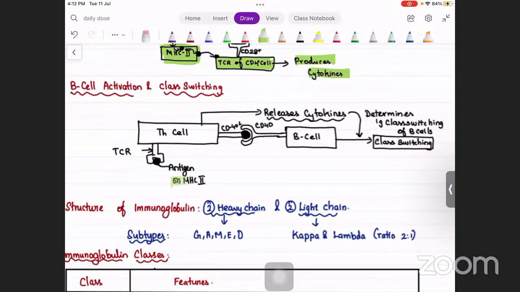So antigen on MHC complex 2 will bind with the T cell receptor on the T helper cell, and the T helper cell will bind with the CD40. The T helper cell has a CD40 ligand, which binds with the CD40 of your B cells and releases cytokine. The released cytokine will cause the class switching of your B cell, and it will produce the inflammatory response. Okay, which one is determining the Ig class switching of B cells? It is a cytokine released by your T helper cell.